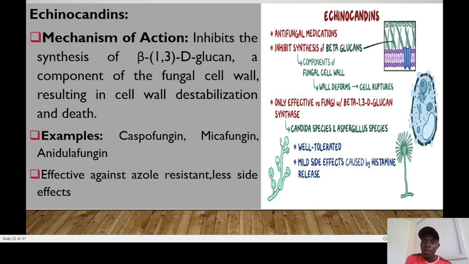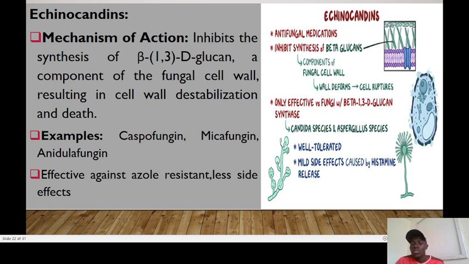The third group of antifungals is echinocandins. Okay, so what's the mechanism of action of echinocandins? They inhibit the synthesis of beta-D-glucan. And this one, you can imagine where they are working. They are targeting the fungal cell wall. Alright, the fungal cell wall. So this results in cell wall destabilization and eventual death. Alright?